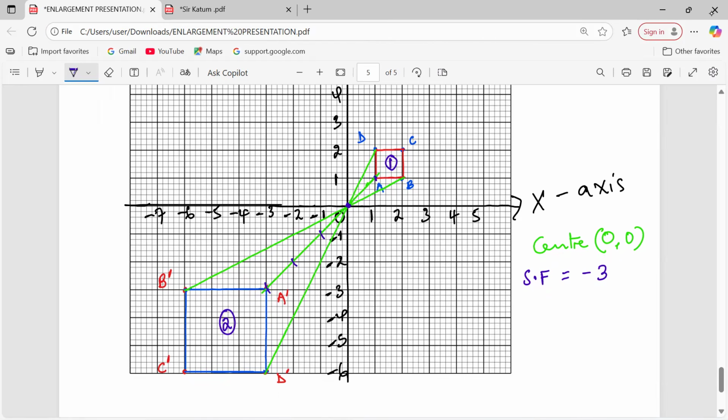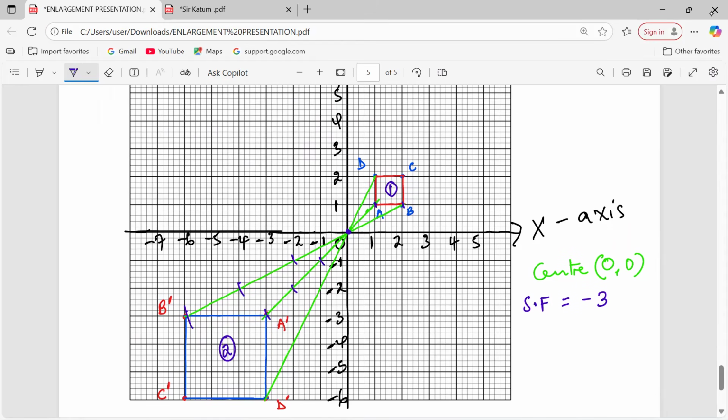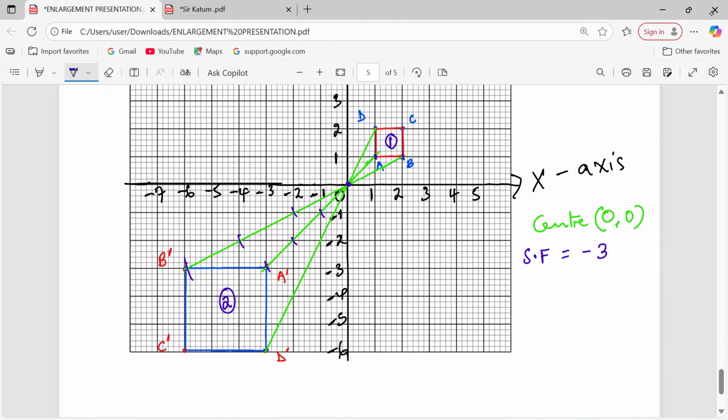You can also consider any other coordinate. If you consider B to B prime, ladies and gentlemen, you will get the same. So you go to the distance from B to the center, then how many times is this particular distance fitting from the same center to where the image of B is. Using a compass very well, you lift that distance from center to B, then you mark it off. 1, 2, 3. So it's fitting 3 times. A confirmation that indeed the scale factor is -3.